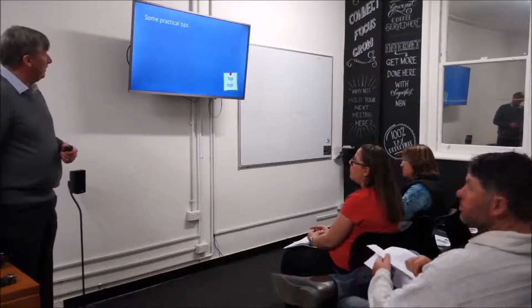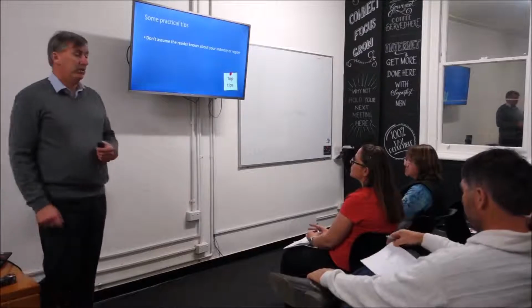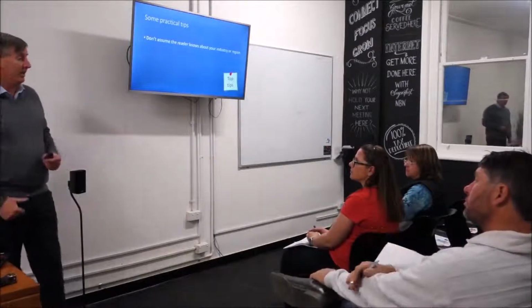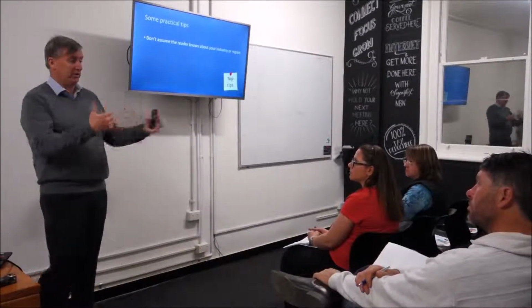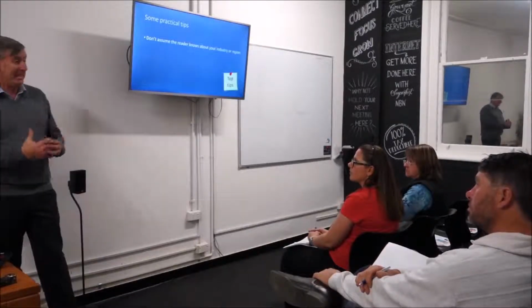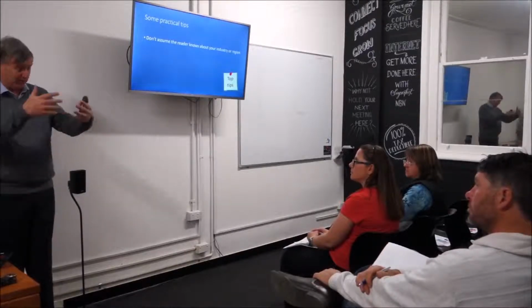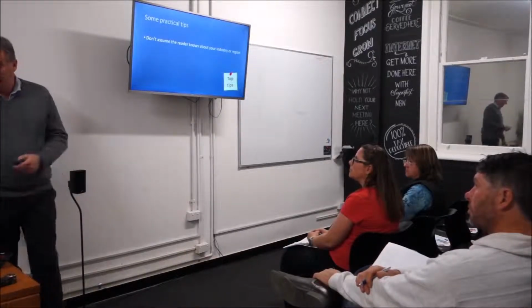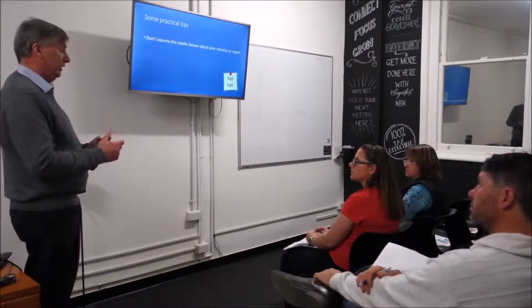Some practical tips. Don't assume the reader knows about your industry or your region. Don't write about how glowing Swan Hill is without telling them, showing them what's so great about Swan Hill. If you're going to say that in your application, if it fits the criteria, make sure they can really see that it's there. It's really important that you don't assume.